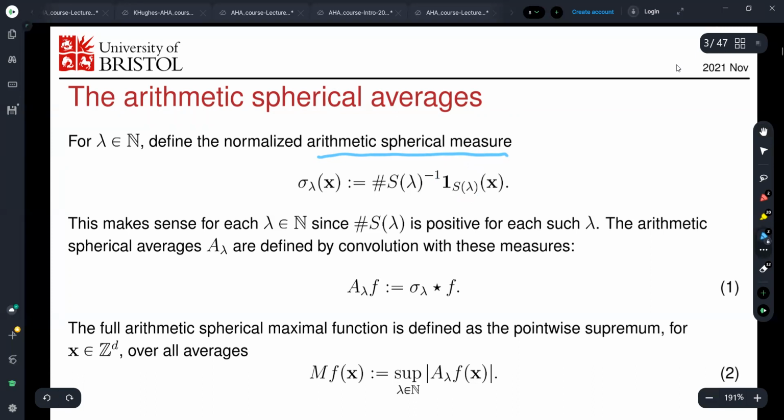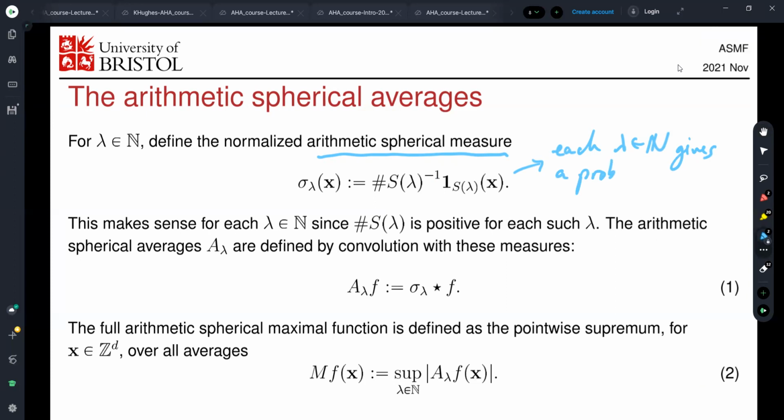So that makes this a probability measure for each lambda, at least whenever d is greater than or equal to 4. A probability measure is just a measure that has mass 1. This is a measure on Z^d, and the way we measure things is we just count points with their weights. Great. So this made sense for every lambda in N as soon as the dimension is greater than or equal to 4. And we define our averages as a convolution with these normalized measures.